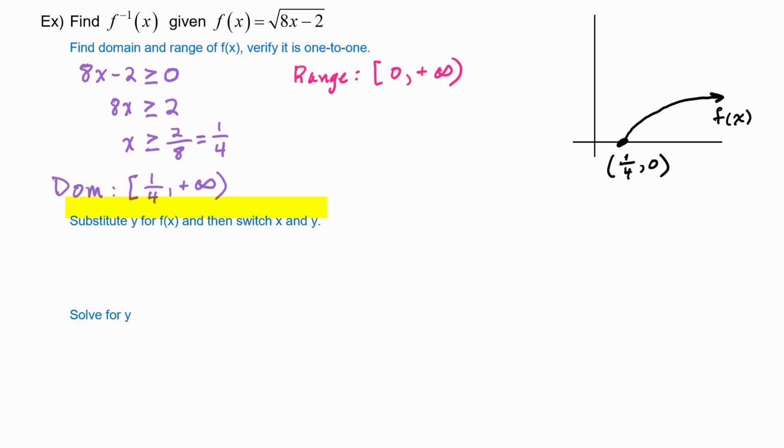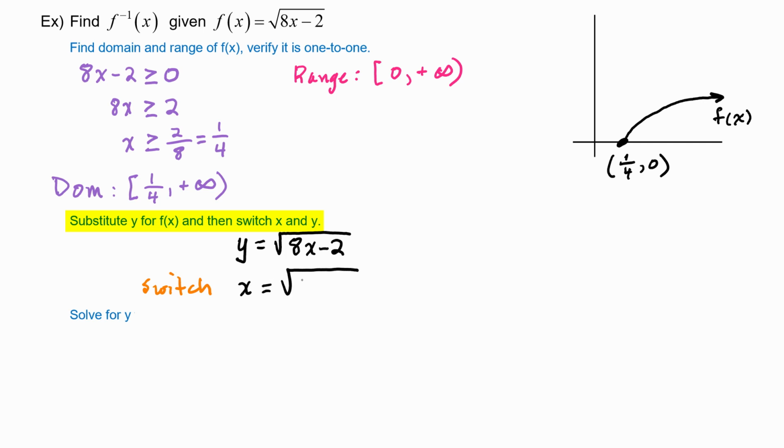Now step 2 is to substitute y for f of x and then switch x and y. So if we substitute y for f of x in the function equation, we would have y equals the square root of 8x minus 2. And then if we go ahead and switch the x and y, we would get that x is equal to the square root of 8y minus 2.